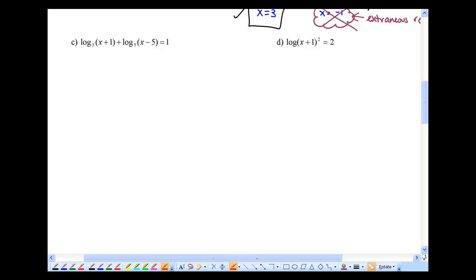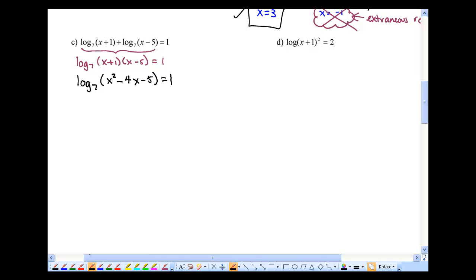Okay, so go ahead, think about this. First thing, I would combine at least the left-hand side. That means you're going to use the log laws. I think we're going to use the product log law and multiply these together. So we'll continue to do that. We'll have log base 7 of x squared, minus 5x plus x, that's minus 4x, and then take away 5, and this equals 1.